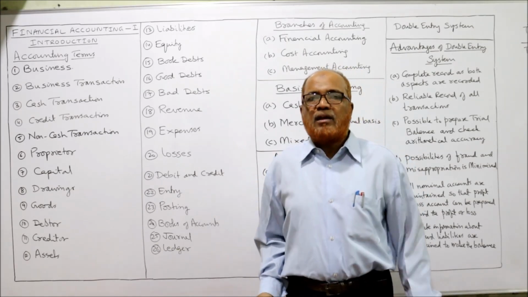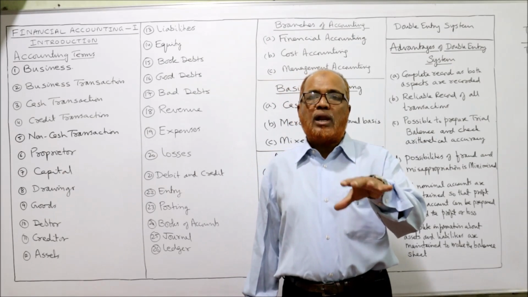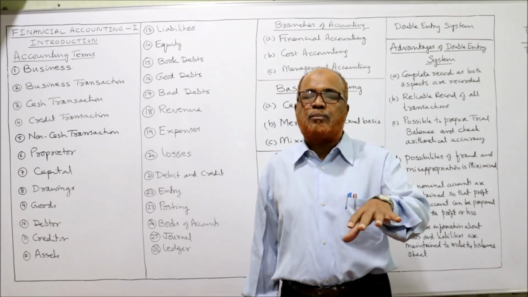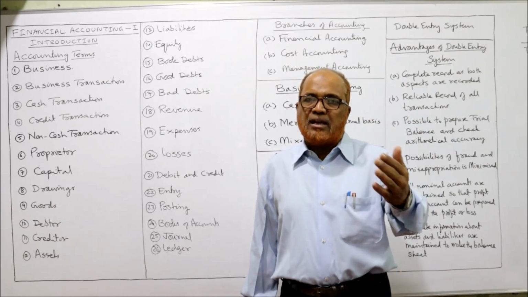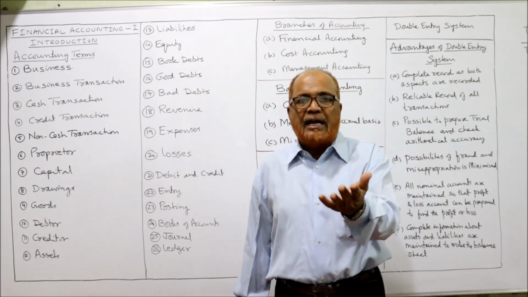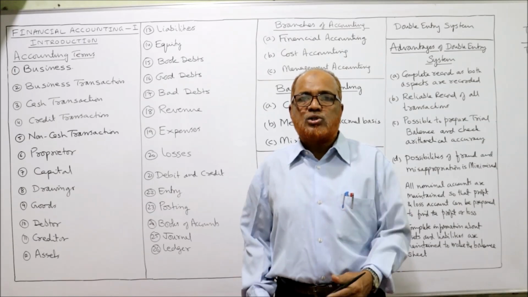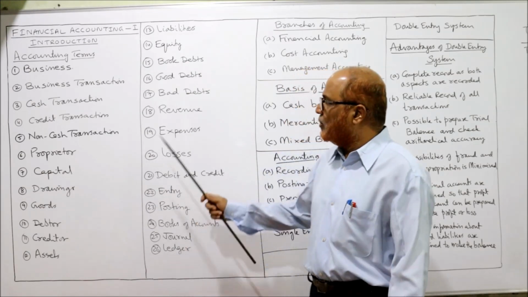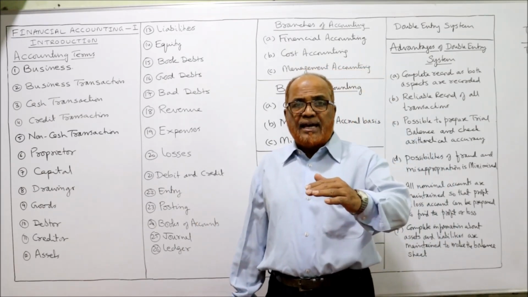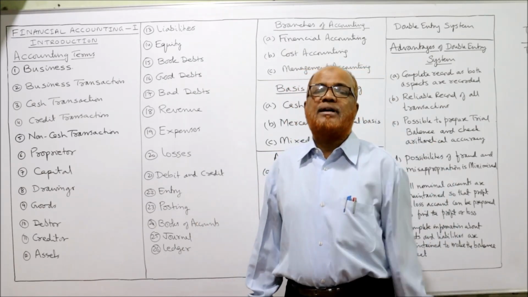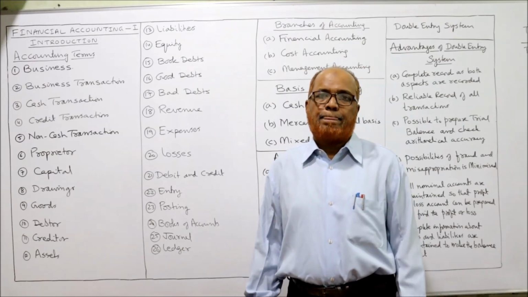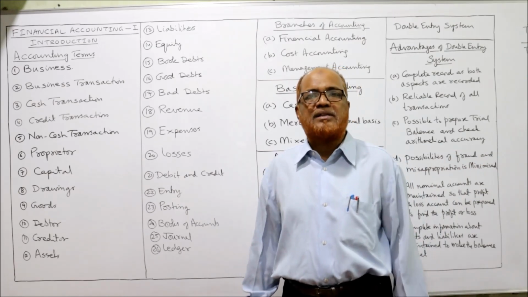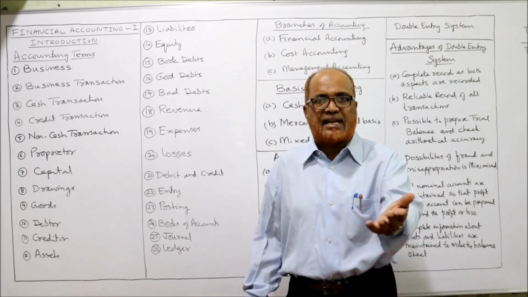Next, revenue. Revenue means all earnings of the business. That means the cash received, the sale proceeds received, the money received on providing a service, interest received, commission received. Whatever money the business gets is called revenue. Expense. Expenses are the amounts which are paid by the business for getting the benefit. Example, salary paid to employees is an expense.